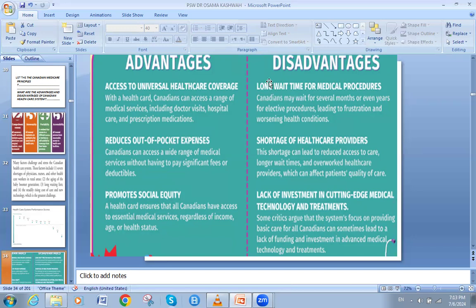The disadvantages are the long waiting line, a long time period. You have to wait a long time before you get the services, shortage of healthcare providers as well, and lack of investments in cutting-edge medical technology. Because like any other technology, it has to be budgeted and there must be resource allocations and plans for obtaining this new technology, especially in Medicare as well.